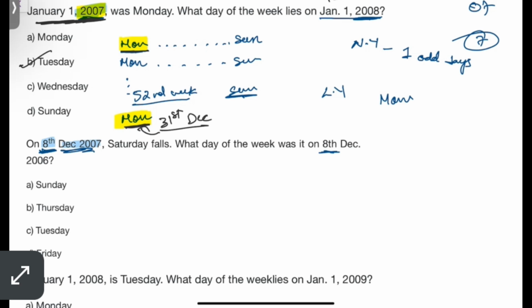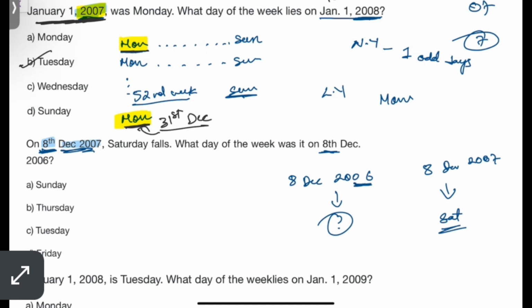So let's take 8 December 2006 and 8 December. What does it say? It says that this is Saturday. We are asked to find what day this is. How do we do it? Let's check for this one. Like we have discussed earlier, the difference is made by February. So in 2006, February is not included. So I don't need to check for 2006 because February is not included.